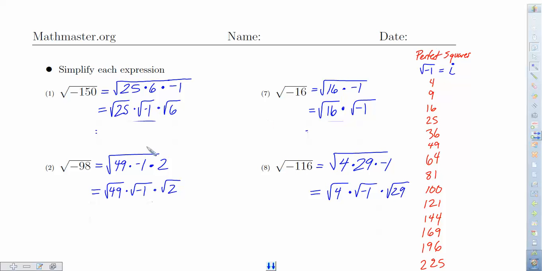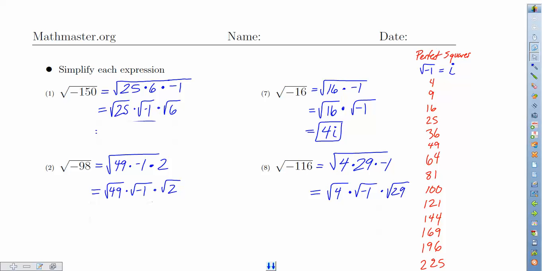Okay? So when we look at something like, let's go to number 7 over here, the square root of 16 times the square root of negative 1, we can simplify that and write it as just 4 times i. Remember, we have the square root of 16, which is a perfect square, and so it would give us 4. And then we multiply by the square root of negative 1, and the square root of negative 1 would be i.